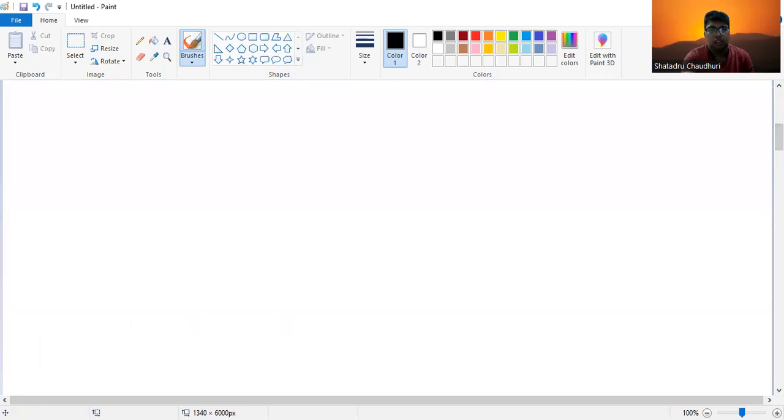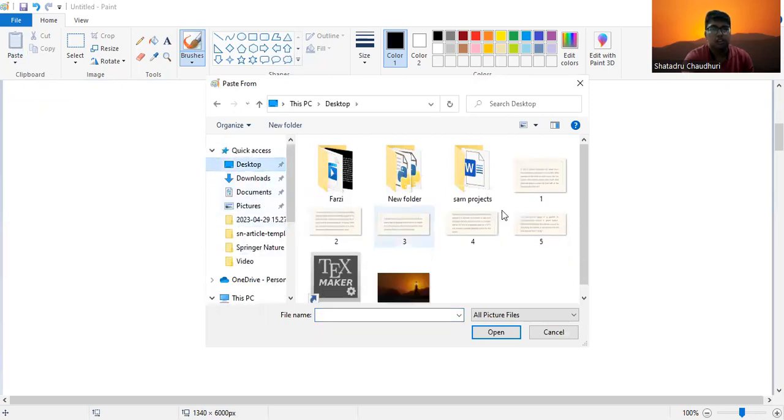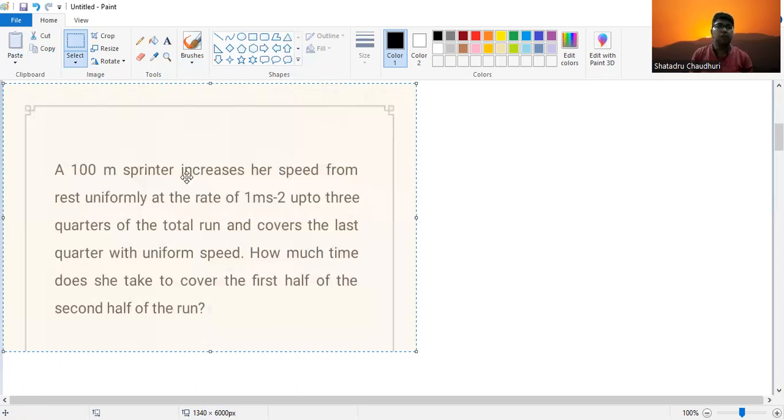First, well, let me share on the screen. Suppose this is a problem. A 100 meter sprinter increases her speed from rest uniformly at the rate of 1 meter per second square, up to 3 quarters of the total run, and covers the last quarter with uniform speed. How much time does she take to cover the first half of the second half of the run?